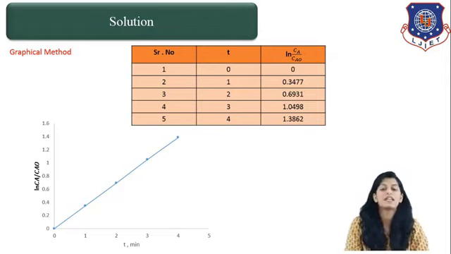So, for the given problem, the data belongs to a first order system and the value of the rate constant is 0.34 minute inverse. Hope the numerical and the concept of the numerical is quite clear to you.